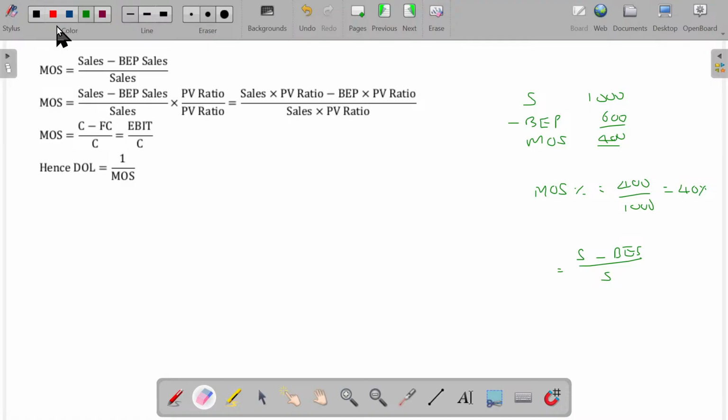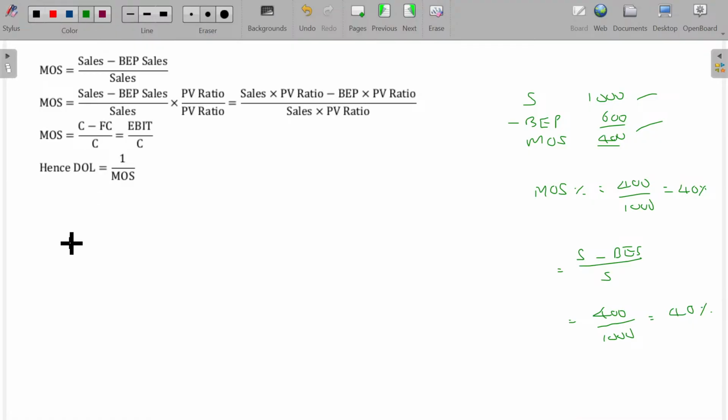When I start the cost and management chapter, the first chapter will be this one only, marginal costing, where you will understand this concept in detail. If you don't understand, no problem, you just mug up this. Along with that chapter, you will understand this bit easily. Now, sales minus BEP being margin of safety, the 400 numerator divided by sales being 1000, so 40% will be the answer. Clear?